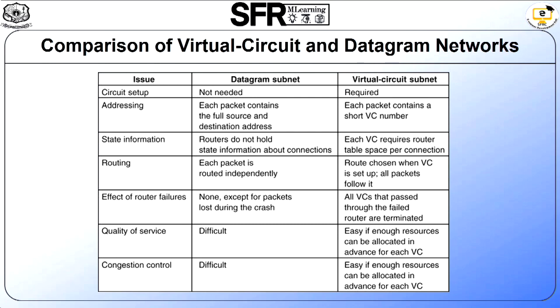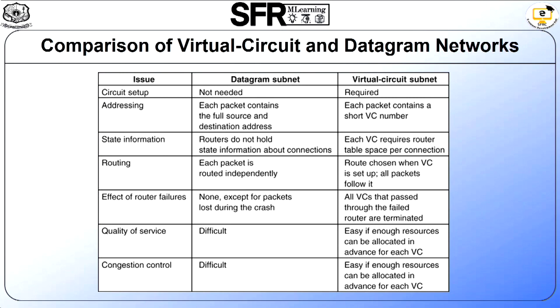Routing issue. In a datagram network, each packet is routed independently. In a virtual circuit network, the route is chosen when the virtual circuit is set up, then all the packets follow it. Effect of router failure. In a datagram network, there is none except for packets lost during the crash. In a virtual circuit network, all virtual circuits that passed through the failed router are terminated. Quality of service issue. In a datagram network it is very difficult. In a virtual circuit network it is easy if enough resources can be allocated in advance for each virtual circuit.